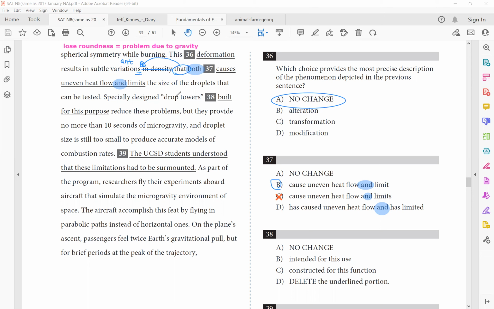Okay. Next, "specifically designed drop towers." Since it already says specifically designed, we don't need to say for this purpose. So for 38, this is just redundancy, so we can just delete, because A, B, C are highly repetitive.